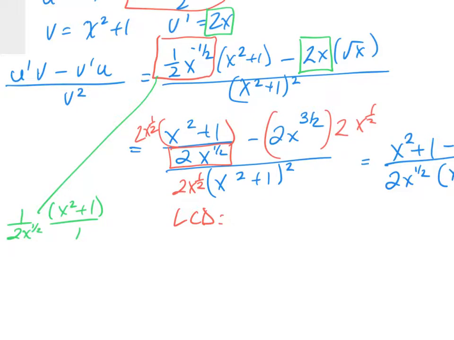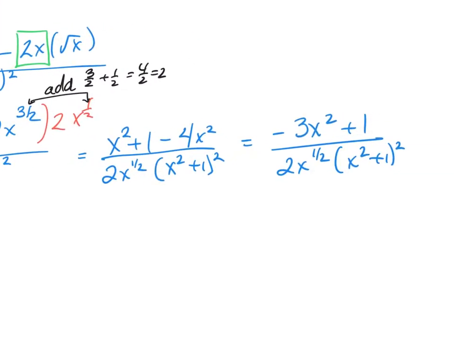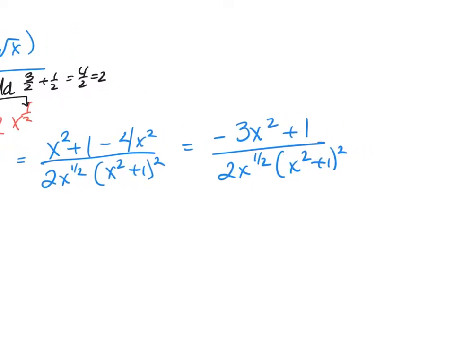When I do that, this and this cancel themselves out. So the denominator on the first term cancels out by my LCD. And then on my second term, I just do 2 times 2, and then I'm adding these exponents. Don't forget to add these exponents. So I have 3/2 plus 1/2, which is 4/2, or in other words, 2. Okay? And so there's my answer in all of its glory.